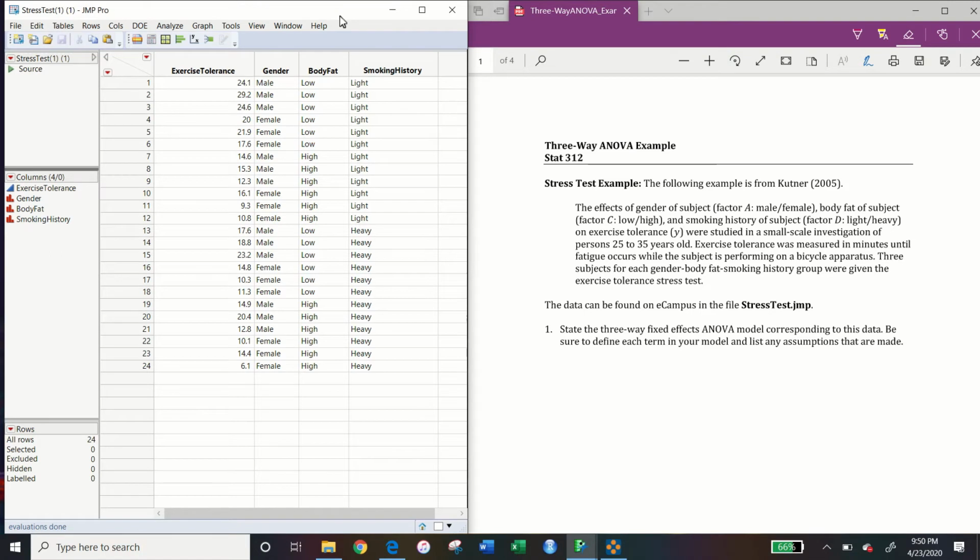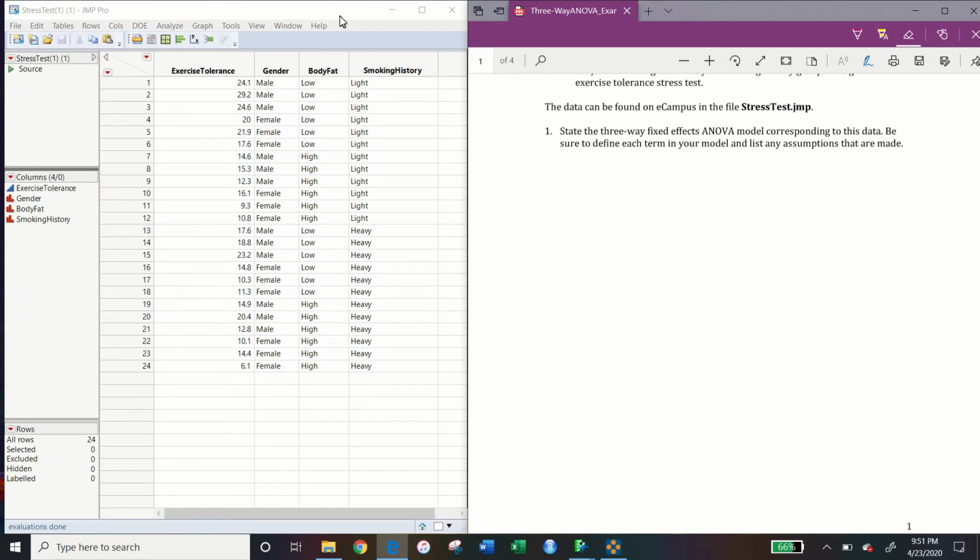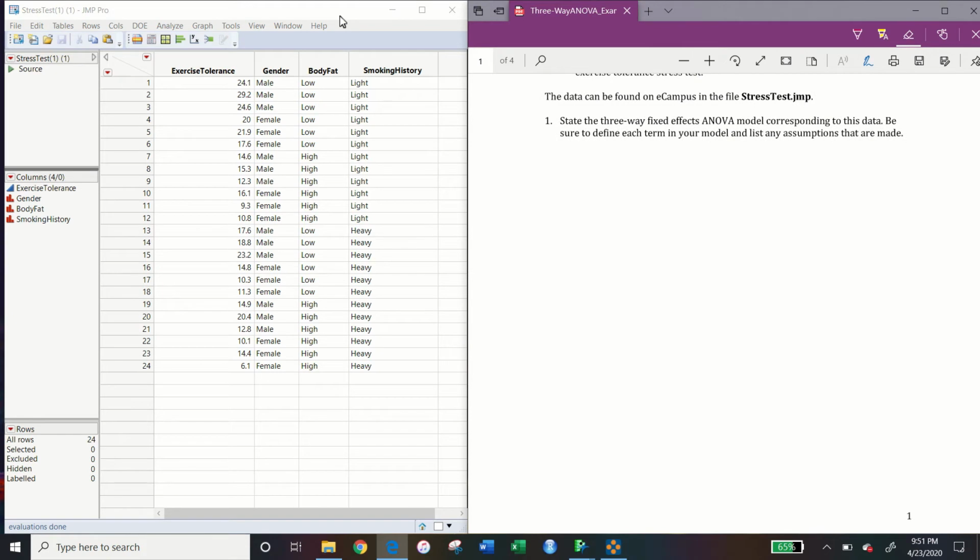The first question in your example problems says to state the three-way fixed effects ANOVA model corresponding to this data. It asks you to be sure to define each term in your model and list any assumptions that are made. For this problem, you can find this information on slides 259 and 260. You won't actually need any JMP for this problem.